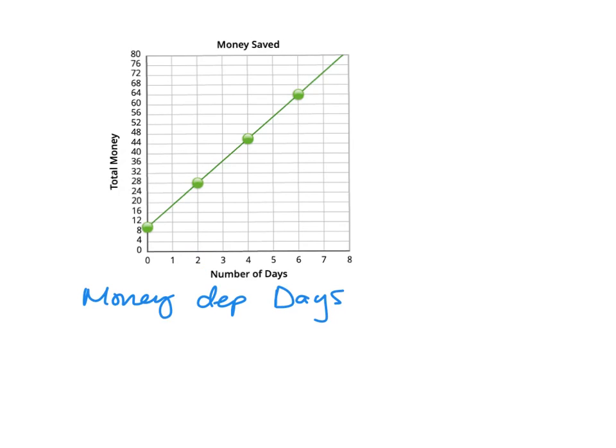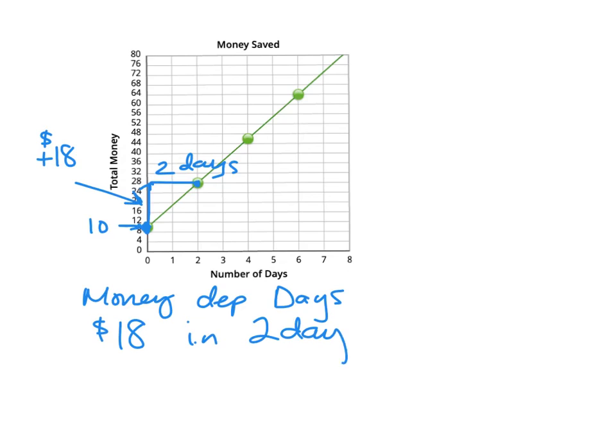So we're going to look at, they started off between 8 and 12. So they started off with $10. And after 2 days, they now have $28. So that means that they earned $18. But it took them 2 days to do that. So they earned $18 in 2 days. Unit rate is per day, so we need to get it down to 1 day. And that means that they earn $9 in 1 day.